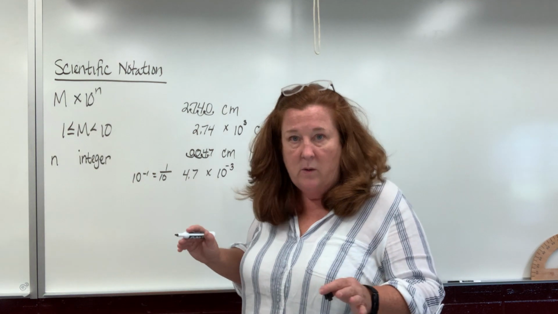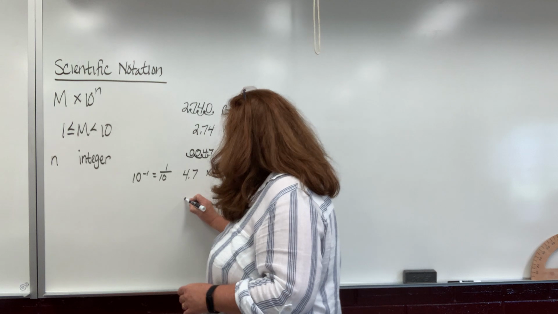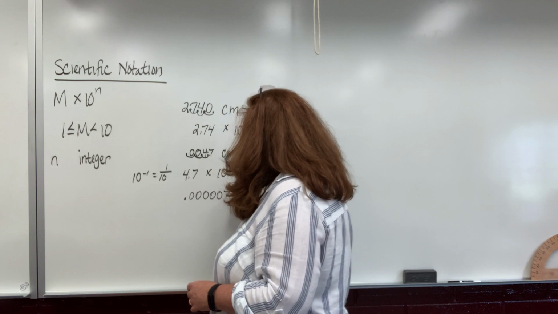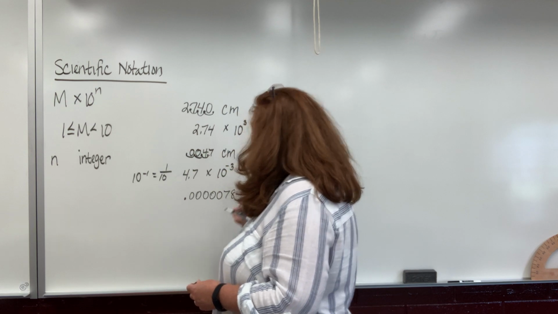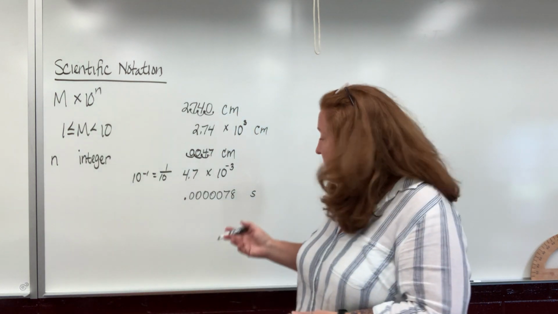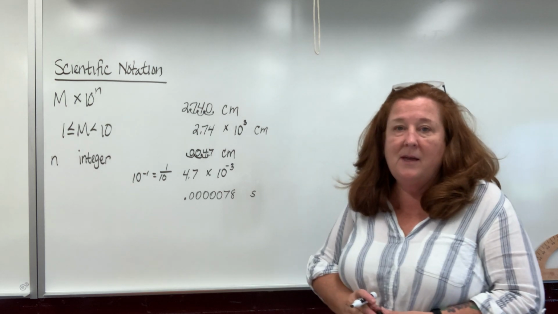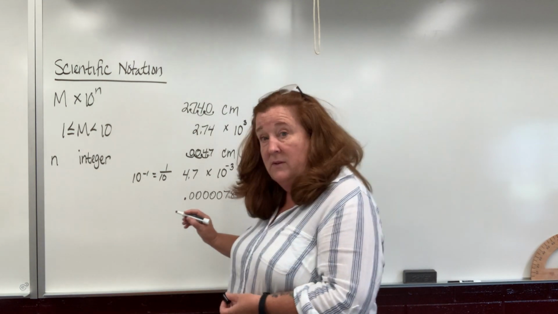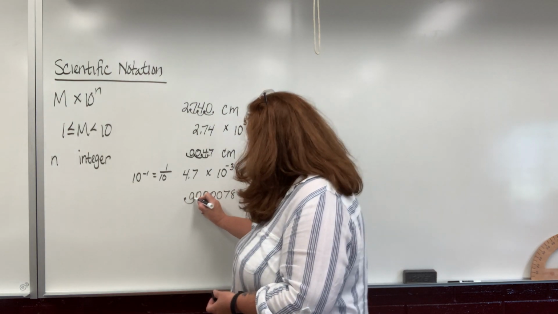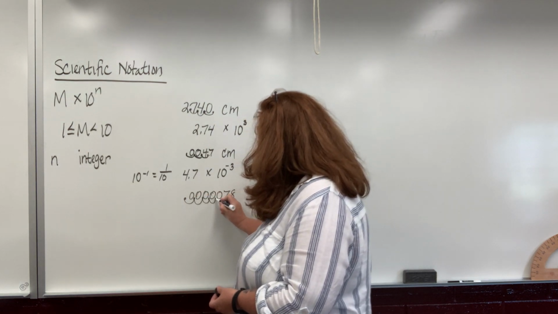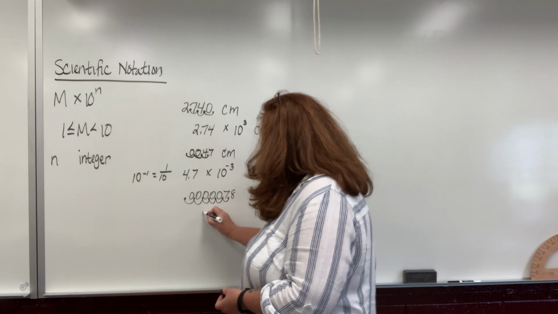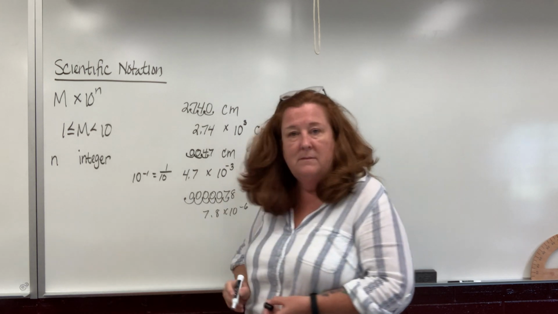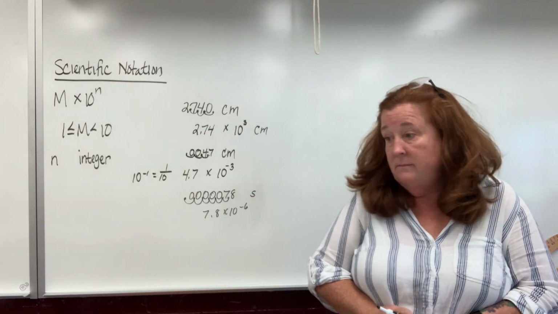Let's have you try one on your own. Let's do 0.000078 seconds. So stop the video, put that into scientific notation, and then come back. Okay, so what you should have done is you should have gone 1, 2, 3, 4, 5, 6. 7.8 times 10 to the -6. Hope you got it right.